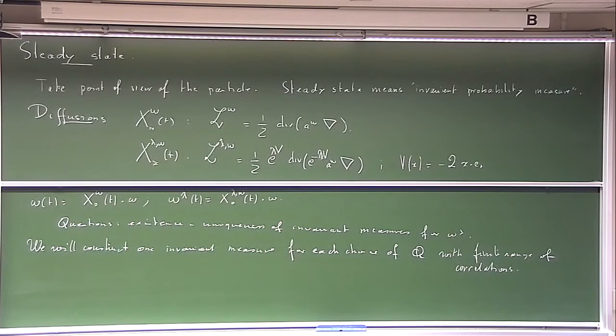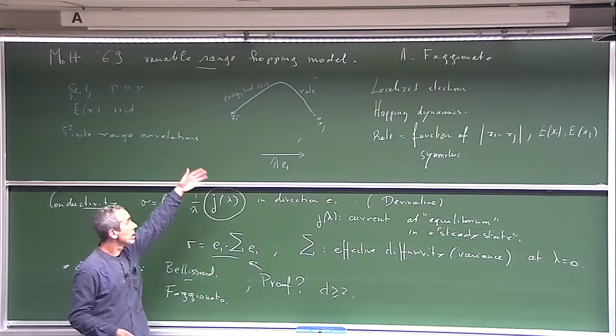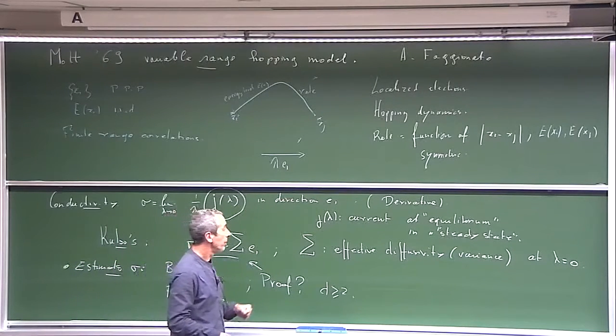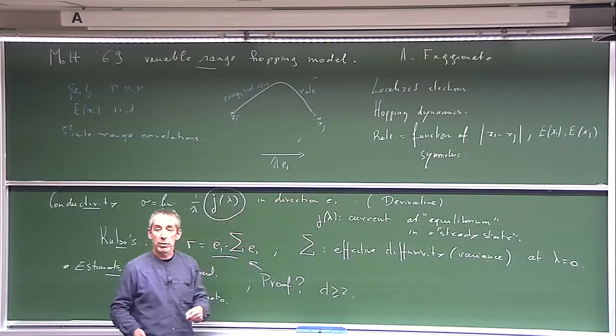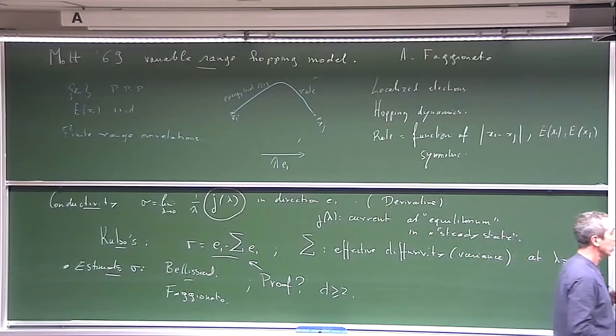So the first thing we should do is select among all the invariant measures of omega lambda the one which we will call the steady state. And the way we do that is by saying that what we want to measure, if you were to measure the current for real, what you would do is start with some sample of the environment, then turn the electric field on, wait for some time, and then measure the current of electrons. So you would actually start with a typical realization of the environment, which is sampled according to Q.